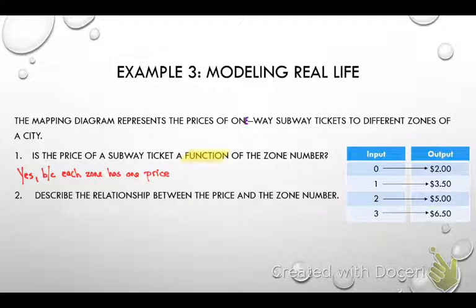You see how I did that? I didn't say each input has one output. I called the categories what they were. Each zone number has a price from the starting point. However many zones you're passing through has a dollar amount. That wouldn't be fair, would it?